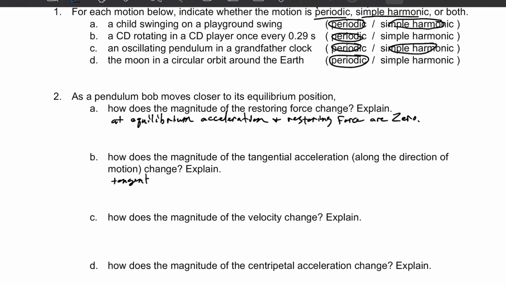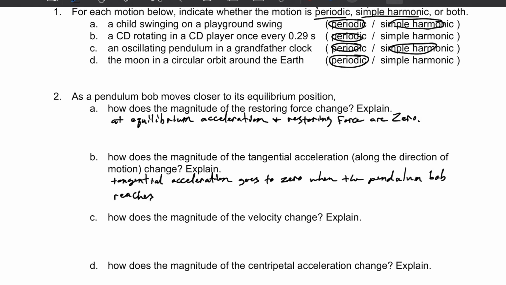How does the magnitude of the tangential acceleration along the direction of motion change? This is not circular motion. So this is acceleration along the line that it's actually moving. Like the tangential velocity we had before, this is tangential acceleration. If you're at equilibrium, tangential acceleration goes to zero because the restoring force is removed. If the force is gone, no force, no acceleration. When you're at the spot you want to be at, that equilibrium point, it's no longer accelerating. It's like, hey, I'm here. This is where I want to be. So tangential acceleration goes to zero when the pendulum bob reaches the equilibrium point.